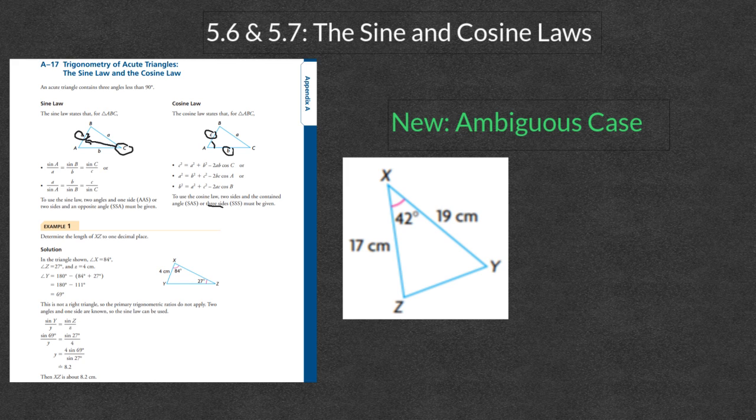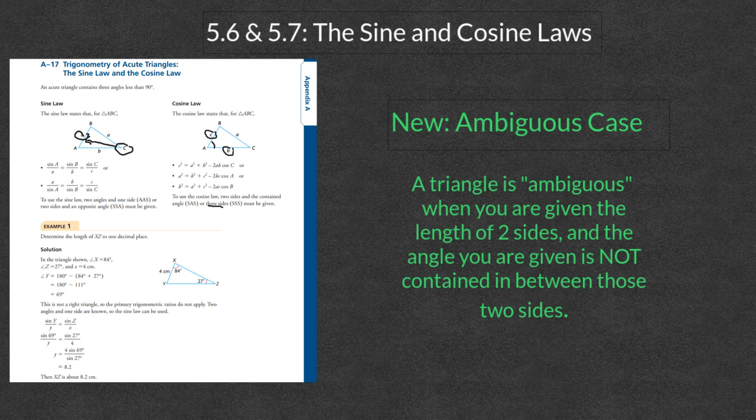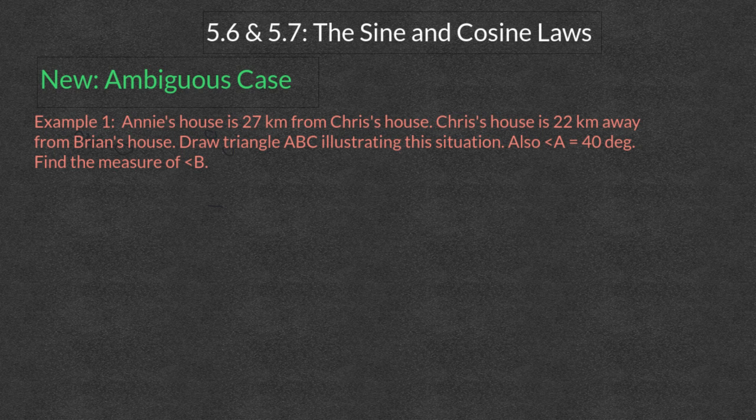If we had this Z angle here, if we were given the angle Z, not X, then it would be ambiguous. A triangle is ambiguous when you're given the length of 2 sides and not the contained angle. So here's our first example.